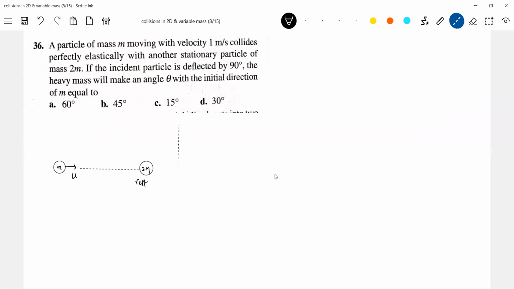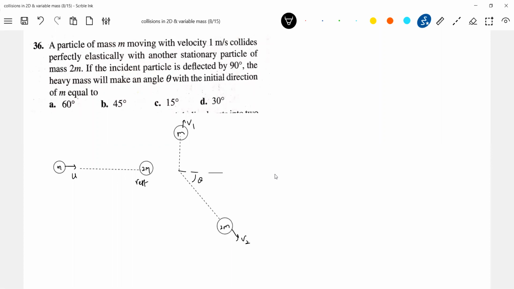will get deflected and the other particle, the heavier particle, will get deflected. Let me show it like this. So there's a particle, let it be V1. The heavier particle will get deflected through an angle theta. This is an elastic collision.